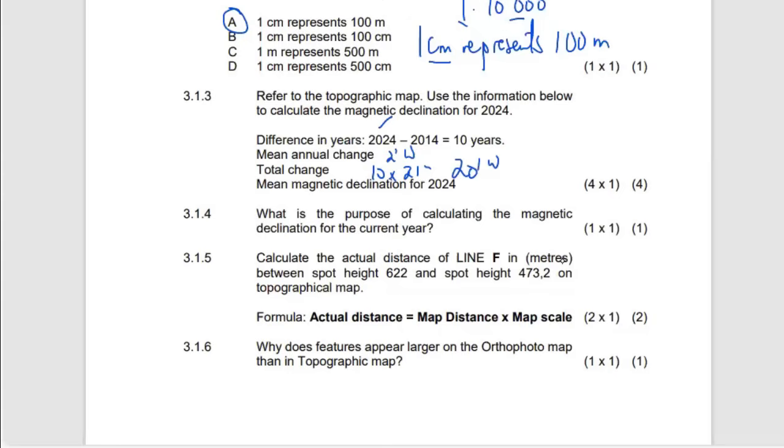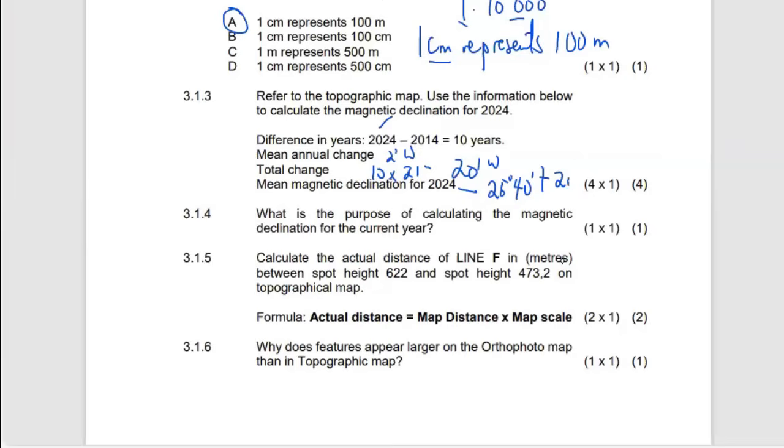So when you are now getting magnetic declination for 2024, you are saying the angle which was there, let's say, for example, in 2014, on the map information, maybe the angle was 25 degrees 40 minutes. You are now adding the total change. From 2014, it was 25 degrees 40 minutes. But from 2014 to 2024, it has further changed by 20 minutes to the west.